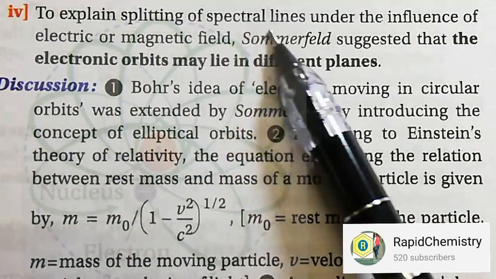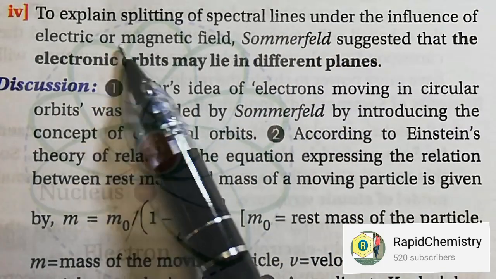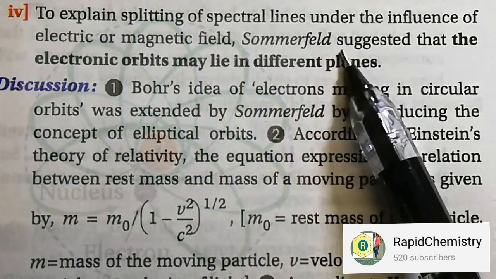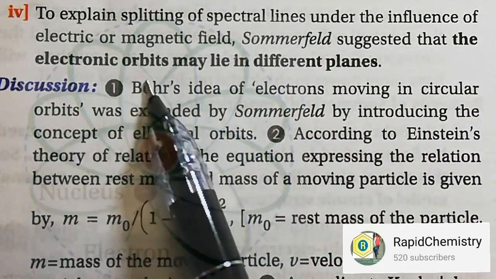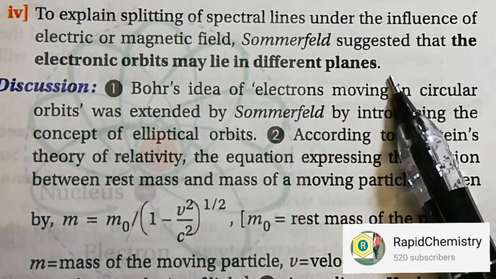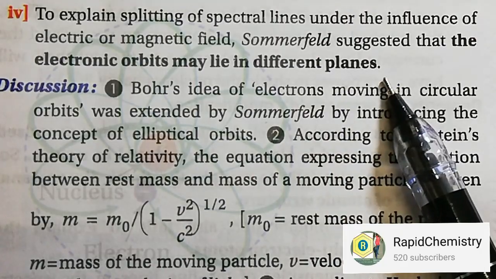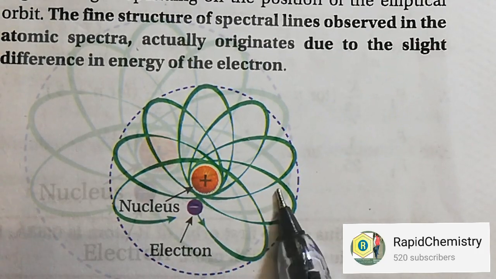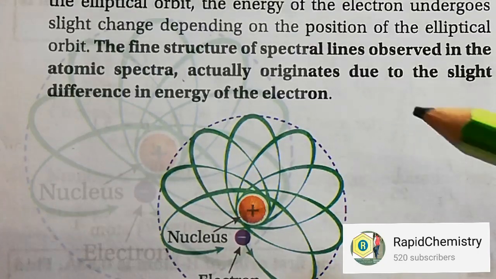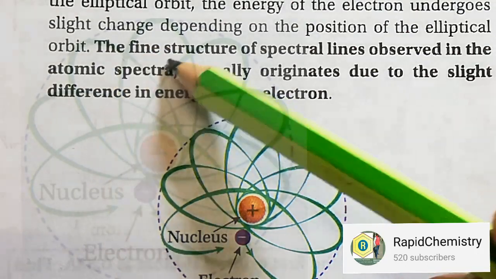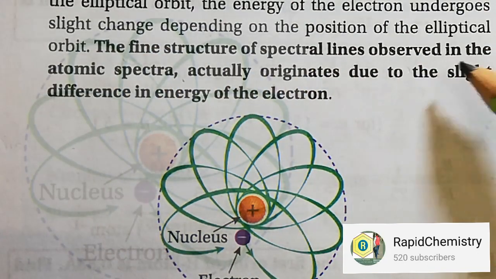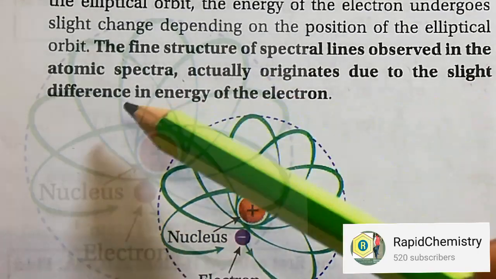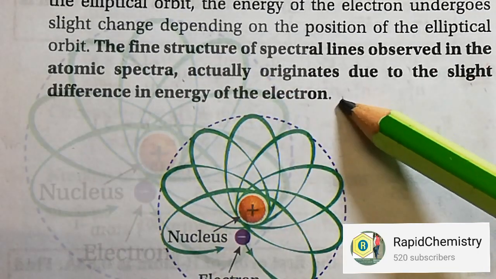To explain the splitting of spectral lines under the influence of an electric or magnetic field, that is the Zeeman effect and Stark effect, Sommerfeld suggested that the electronic orbit may lie in different planes, as it is shown here. Look at the figure. One very important point here: the fine structure of spectral lines observed in atomic spectra actually originates due to a slight difference in the energy of the electron.